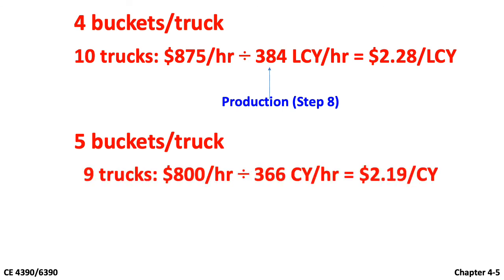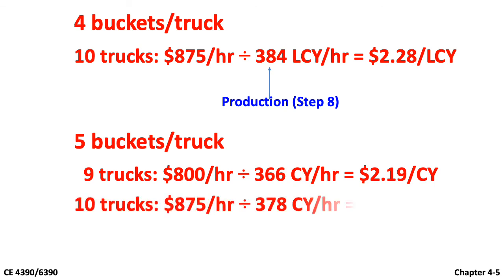Now you need to repeat this process for the other 2 options with 5 buckets. With 5 buckets and 9 trucks, the unit cost is $2.19. And for the third option, 5 buckets and 10 trucks, we got $2.31 per cubic yard. So now you can compare these 3 options, and we choose 5 buckets and 9 trucks because it requires the least unit cost.